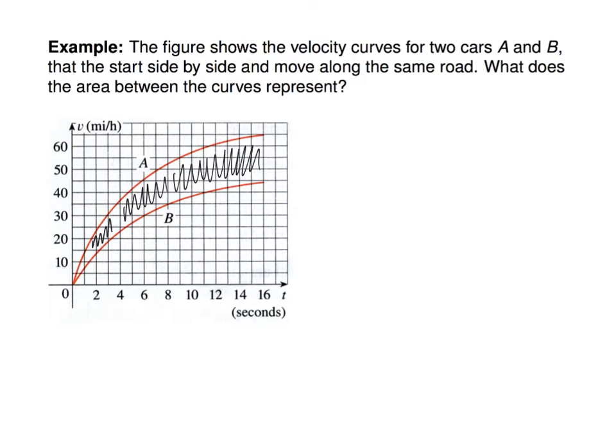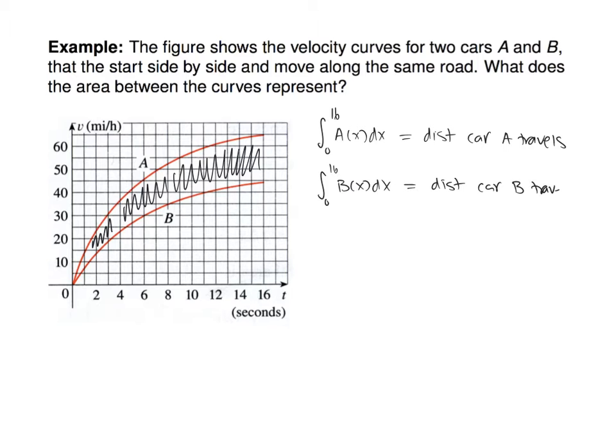Yes, pretty much. So the integral from 0 to 16 of A of x dx, that's the distance car A travels, right? That makes sense? The integral from 0 to 16 of B of x dx, that's the distance car B travels, right? So it's the difference between them, yep. So the area between the curves. Come on, you don't know that A is toasting B? Yes, you do, because A has a higher velocity than B, so A is faster than B.